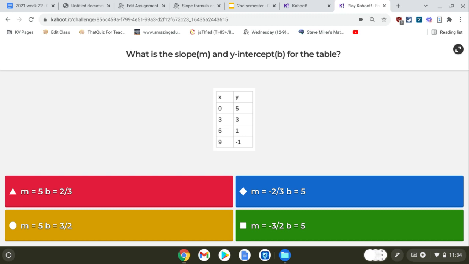Okay, so based on the table, we're going to find the slope and the y-intercept. So it looks like the y-intercept is going to be 5. All right, so the b is going to have to be 5 here. If you plug in 0 for x, that's how you find the y-intercept. To find my slope, what I want to look at is how the y values are changing and then how the x values are changing. So if you look at all the y values, they're going down by 2. Okay, so they all have a difference of 2.